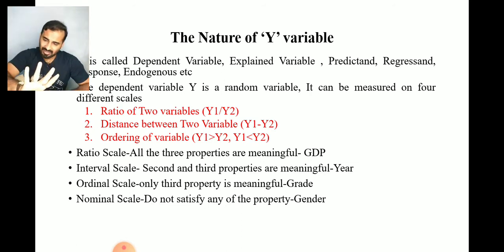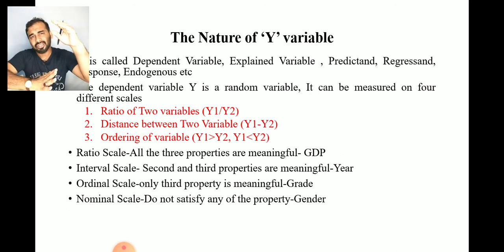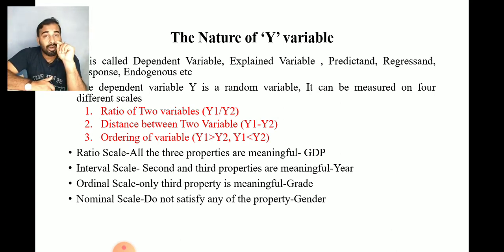First, whether the ratio has any meaning. Second, whether the distance has any meaning or not. Third, whether the ordering is possible or not. Fourth, whether a meaningful zero is possible or not. Okay, so if a variable satisfies all these four criteria or conditions, then such a variable is known as a purely quantitative variable, or what we call a ratio scale variable.